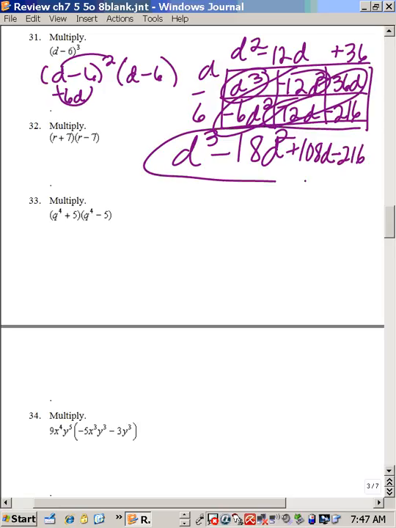Now, it's okay to make mistakes as long as you go back and find your mistakes. Have you seen I'm trying to check them as I'm putting them together?